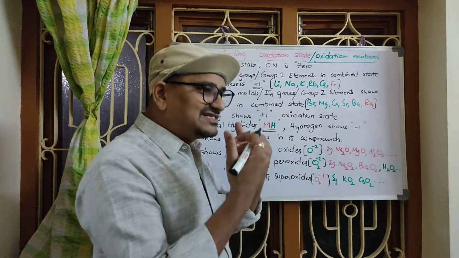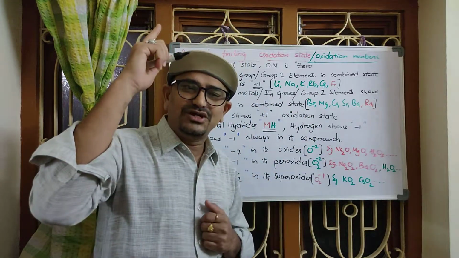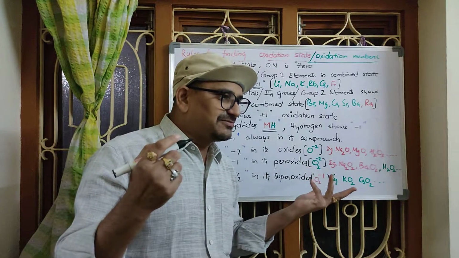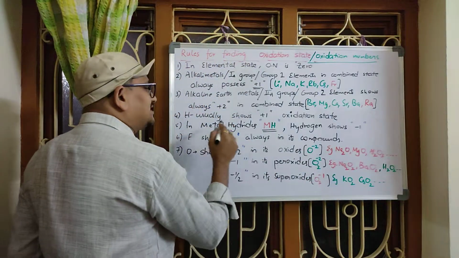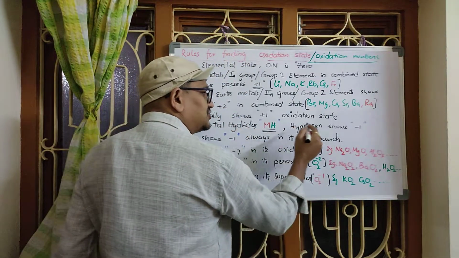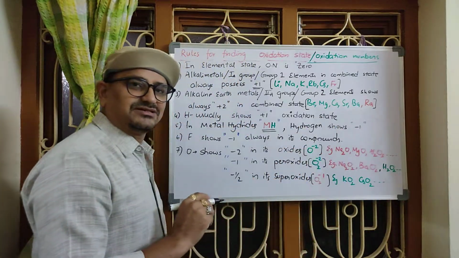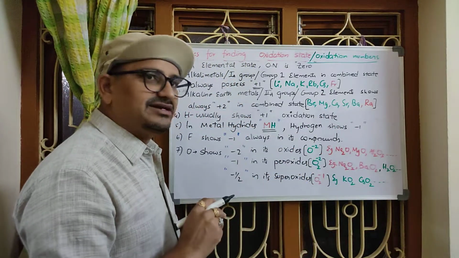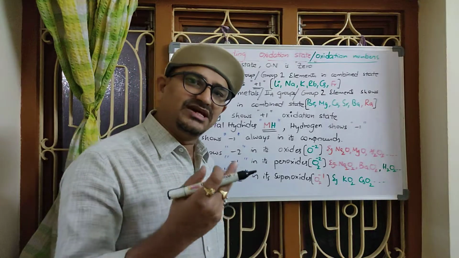When hydrogen gains one electron, what's the charge it's going to get? Negative charge, right? That's why in active metal hydrides, hydrogen shows -1 oxidation state. Understood? You may get a doubt: why can't it show -2, -3?